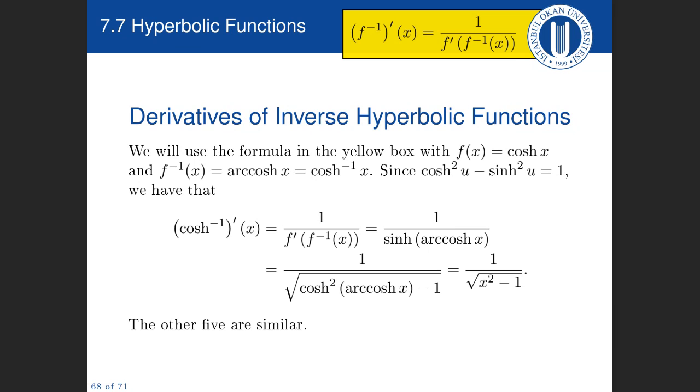So we have that the derivative of inverse cosh is 1 divided by f prime, sinh of arccosh x. We had an identity for cosh and sinh. Remember, cosh squared minus sinh squared is equal to 1. Using that, we have the same as 1 divided by the square root of cosh squared arccosh x minus 1. That's 1 divided by the square root of x squared minus 1.